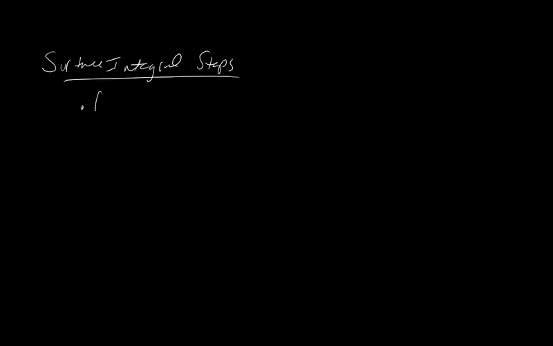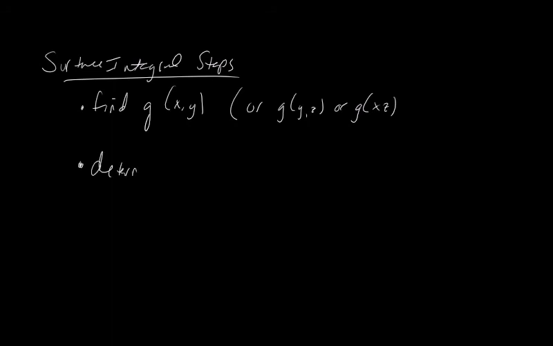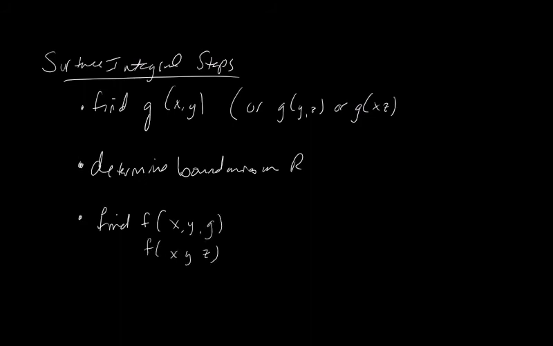First, you want to find your function g. So g of x, y, or g of y, z, or g of x, z, just depending on what orientation you're looking at. Determine your boundaries on the region R. You want to find f of x, y, g, or f of x, g, z, or f of g, y, z, whatever it is that you're working with. You're going to find that.